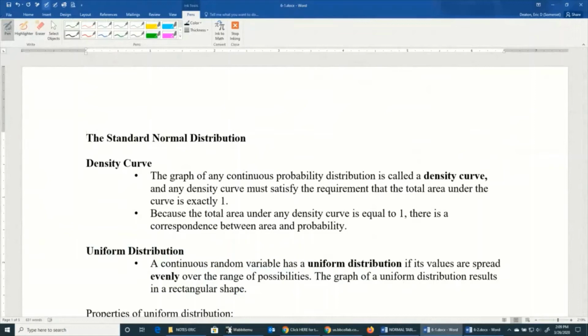Standard normal distribution. Now what that is, that's just another fancy way of saying a bell-shaped curve. The thing about the bell-shaped curve is, in the middle we have the mean. So I'm going to use that symbol for the mean. If it's greater than the mean, it's going to be to the right. And if it's less than the mean, it's going to be to the left.